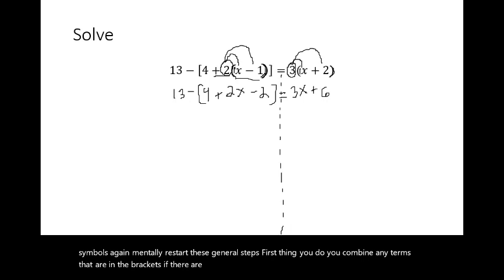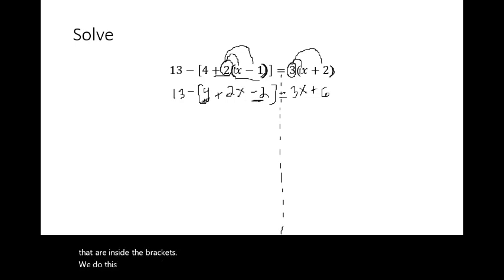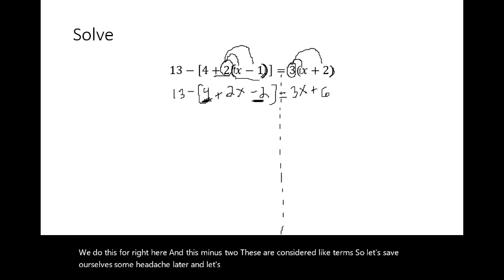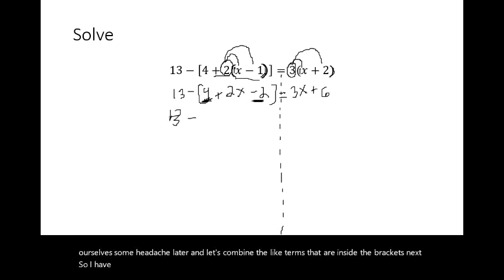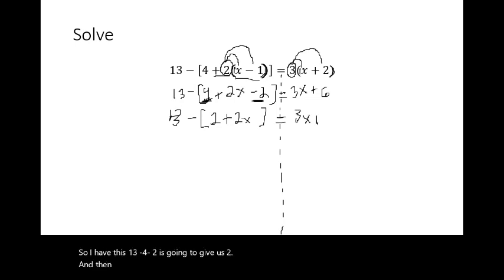So take a look inside the brackets. Do we have any like terms that are inside the brackets? We do. This 4 right here and this minus 2. These are considered like terms, so let's save ourselves some headache later, and let's combine the like terms that are inside the brackets next. So I have this 13 minus 4 minus 2 is going to give us 2. And then equals 3x plus 6.